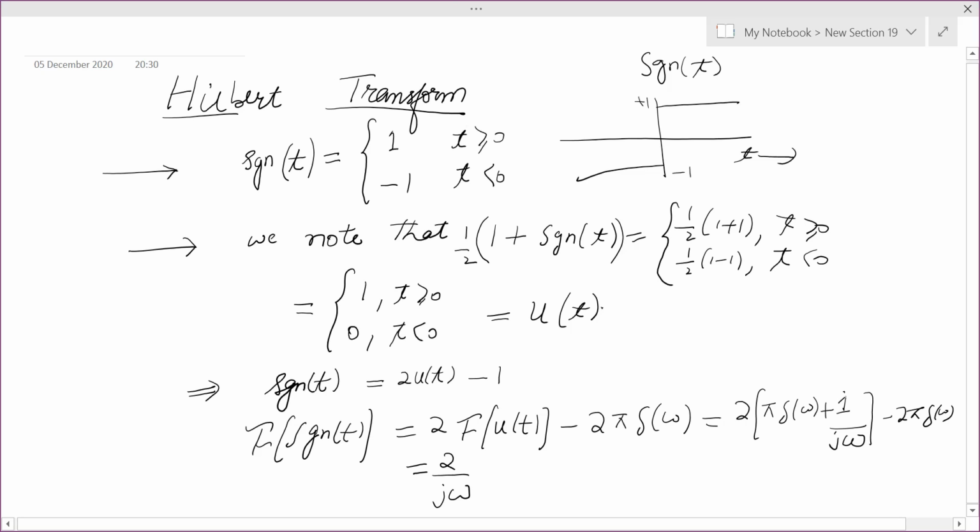Welcome to the next part of the lecture. Now I will introduce the Hilbert transform. Before that, I want to introduce one important result. These results are important independently also.